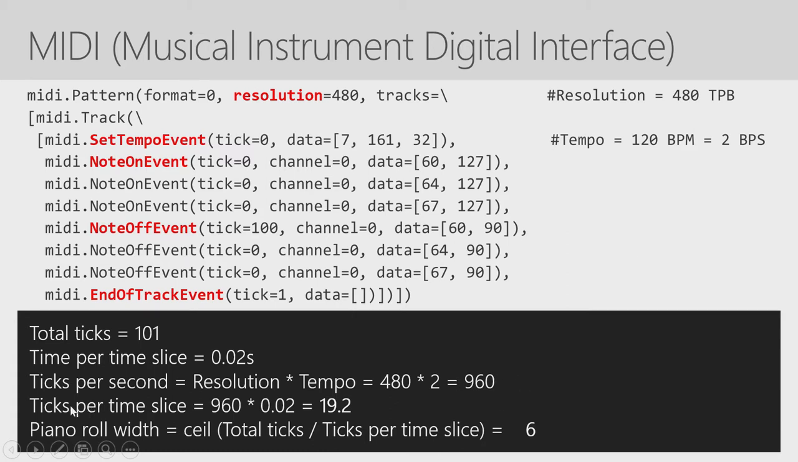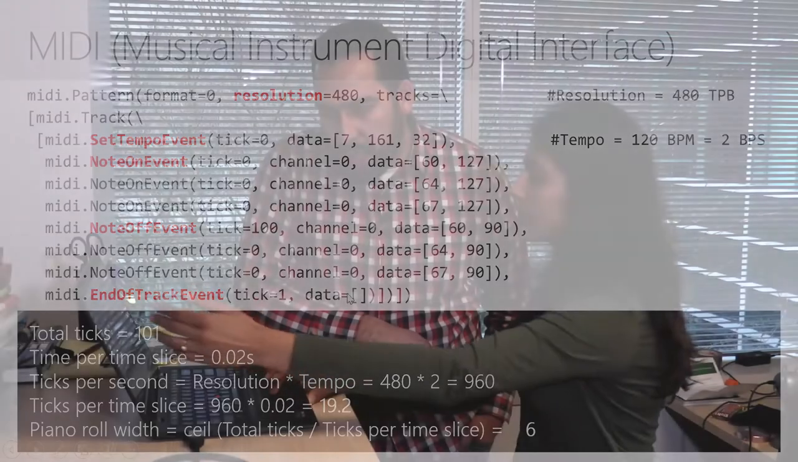You take the ticks per time slice, which is the ticks per second multiplied by the time per time slice. So that's 19.2. What that's telling us is that in the MIDI file that has all these ticks, how many ticks map to one column vector in your piano roll representation?